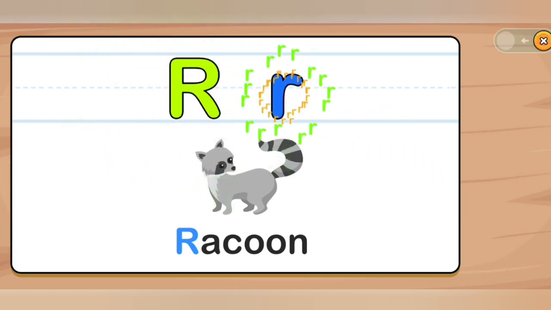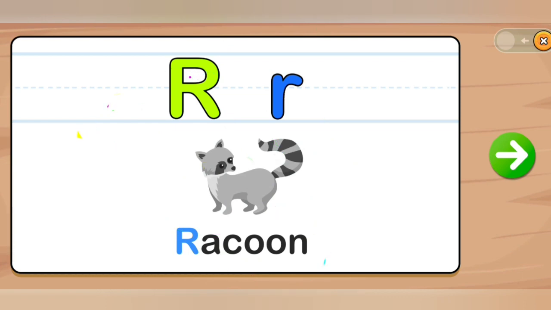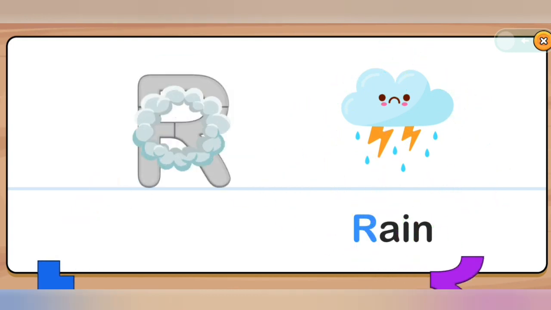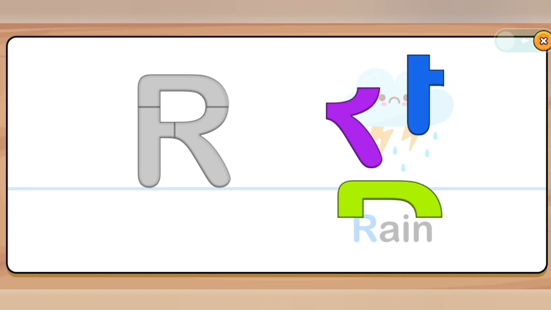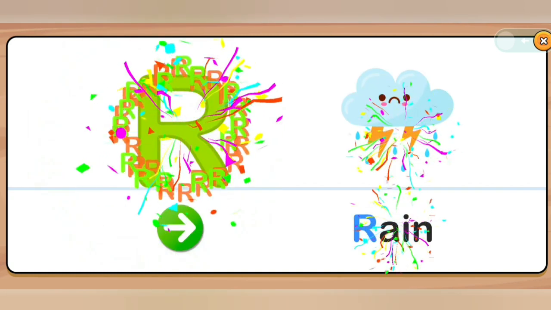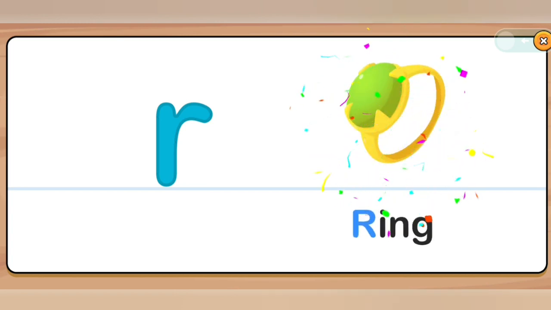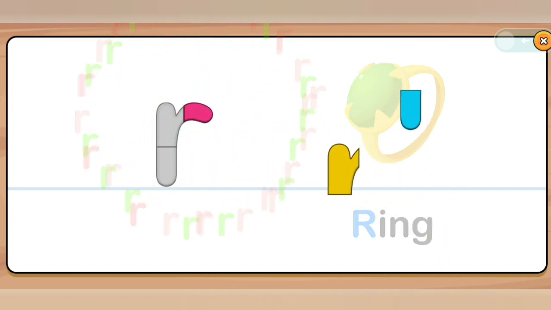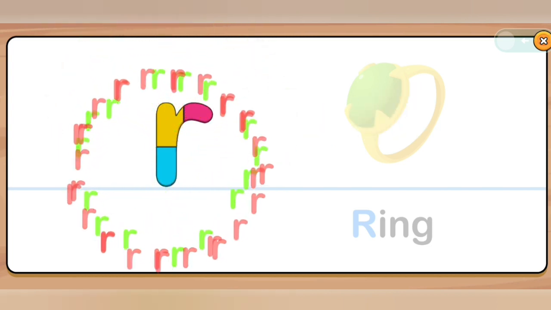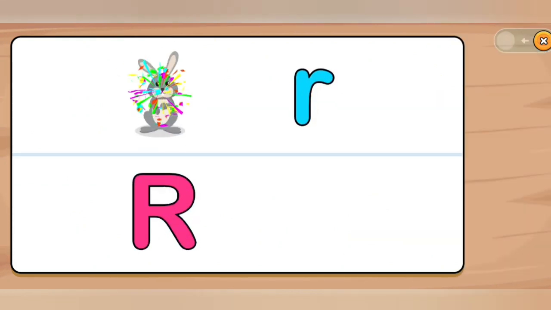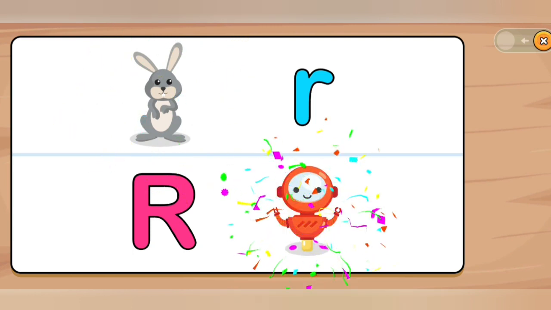R. R. Nice. R is for rain. Great! Smart! Great! R. R is for ring. Good one! Smart! Well done! R. R is for rabbit. And for robot.